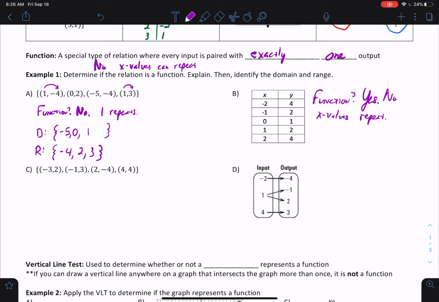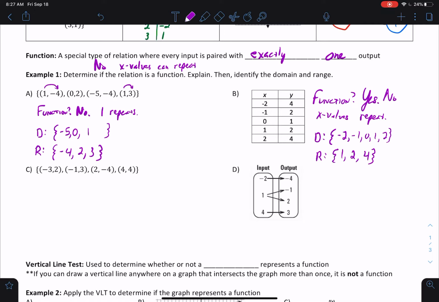So let's list the domain and the range. So domain, we have -2, -1, 0, 1, and 2. For the range, our lowest output is 1. And then we have a 2 that repeats. And then we have a 4 that repeats. Okay? Again, it's okay if a range value repeats. That's fine. But an x value cannot.